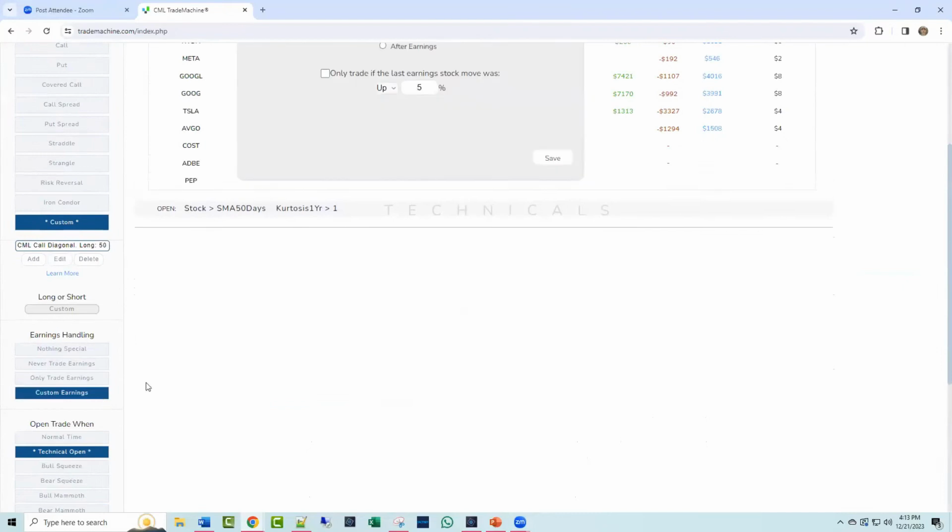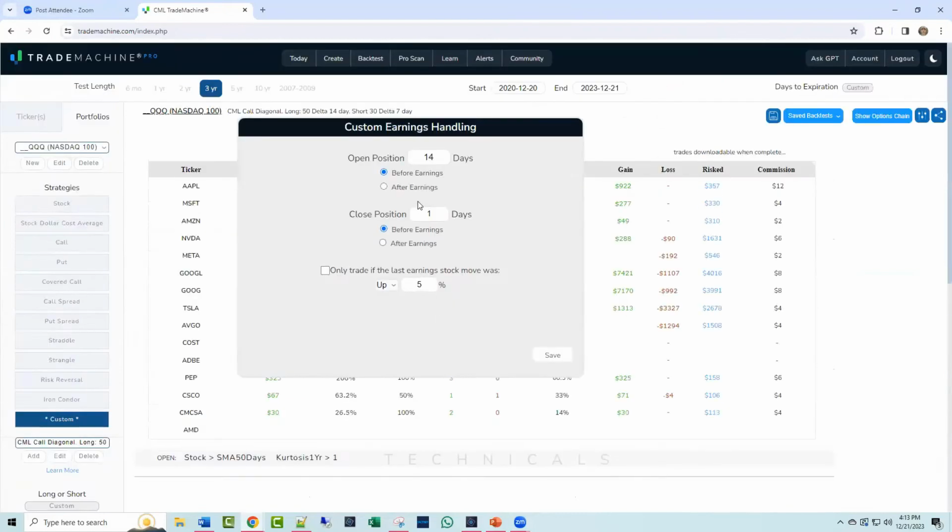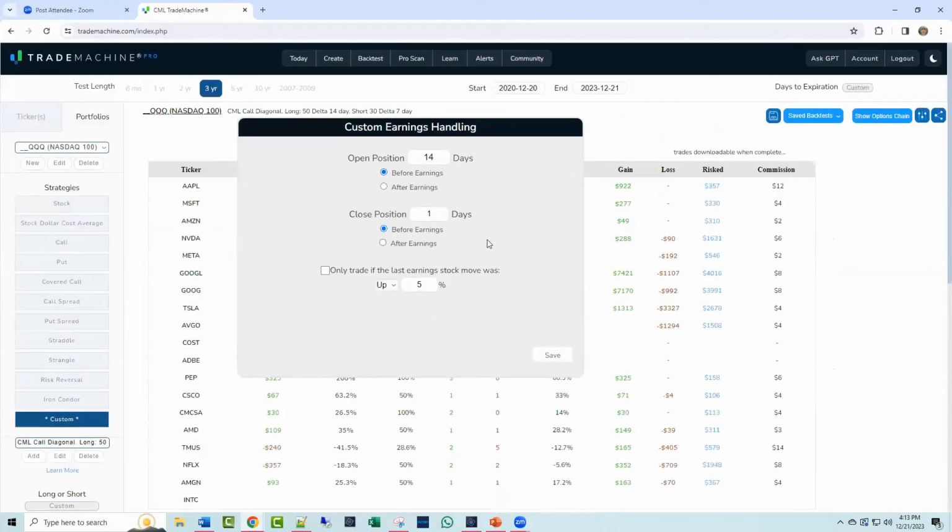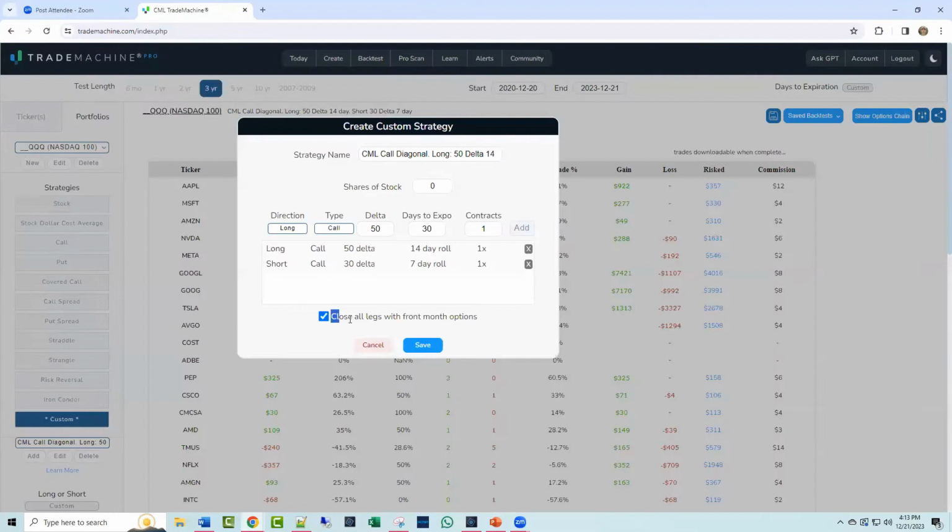Another thing is this is a custom earnings trade. So this trade opens 14 days before earnings and closes the latest 1 day before earnings, but it doesn't really close 1 day before earnings because this strategy closes everything with the front month options. That's option speak for saying this entire trade closes when this 1 week option expires. Okay, so on average, this is a 1 week trade, give or take. Okay, a 1 week trade.